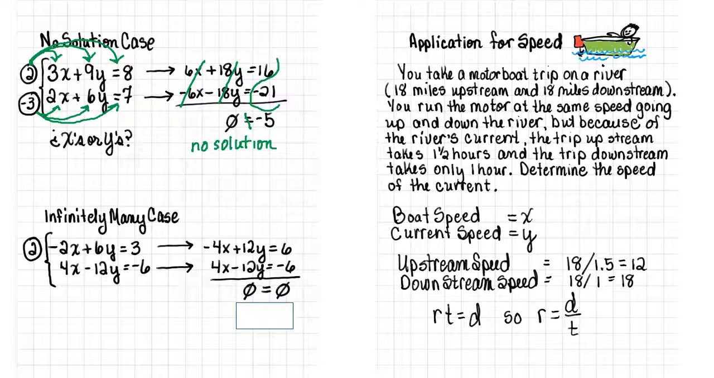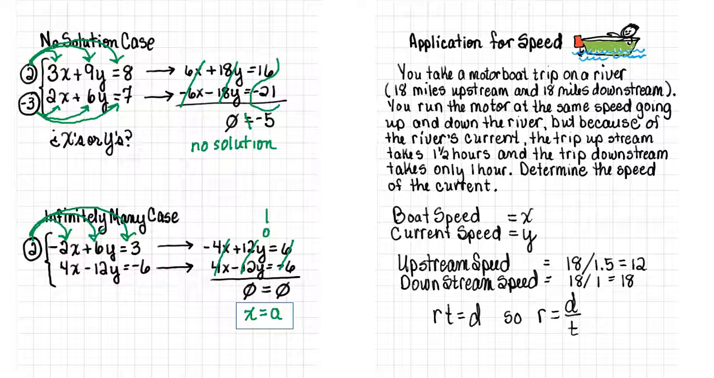The next one is when we have an infinitely many case. Once we make the equivalent equations, I'm opting again to get rid of the x's because it's a little bit smaller. You'll see that the x's cancel out, the y's cancel out, and the 6's cancel out, and we get 0 equals 0, and we go, yes, hooray, that does make a true statement. So here, basically, x equals any number.